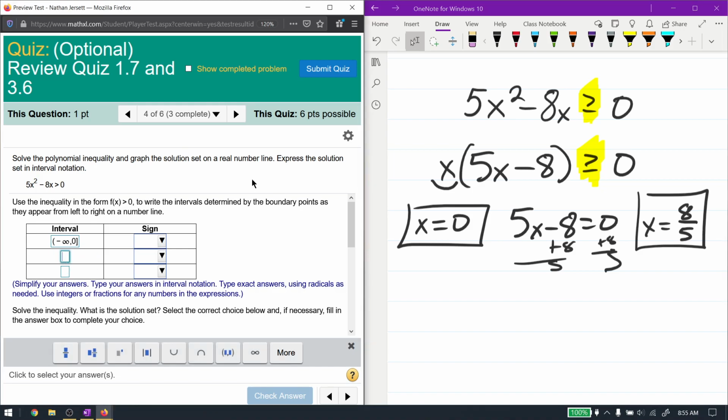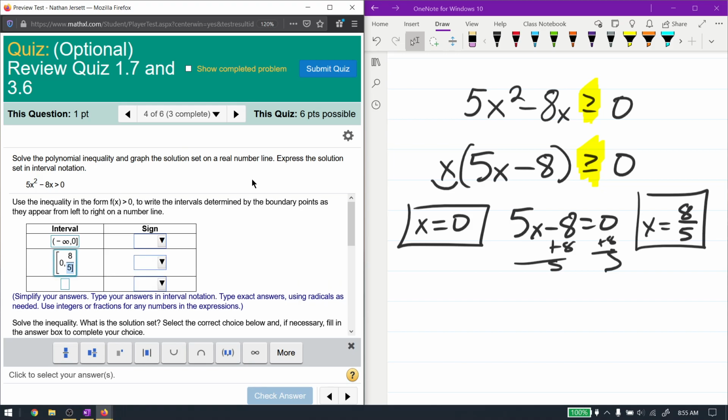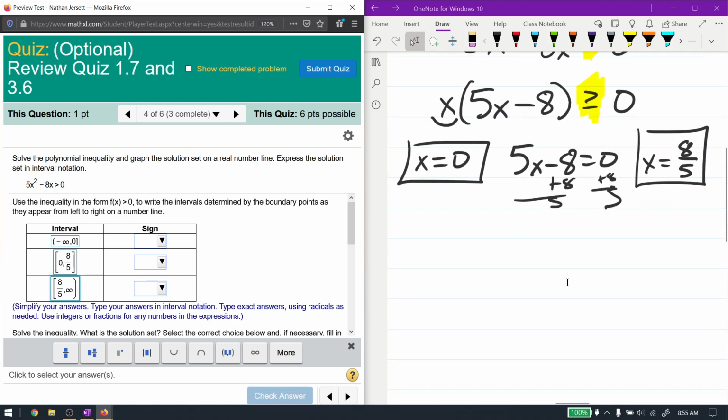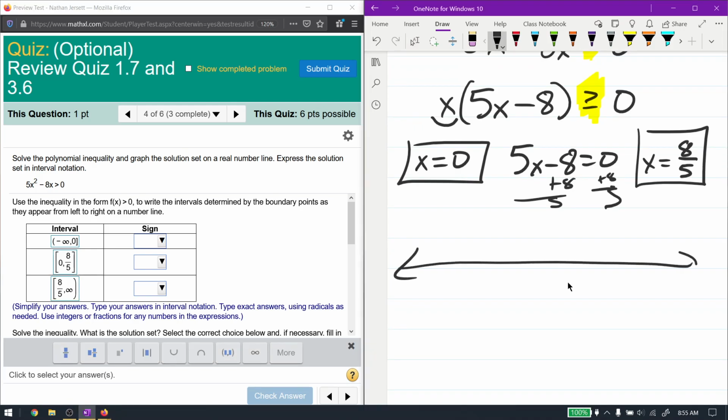The next interval that we have is from 0 up to 8/5. And the last interval to test is from 8/5 up to positive infinity. Infinity always has a parenthesis next to it. So we have 0 here, 8/5 here, and these are the three intervals we're testing.